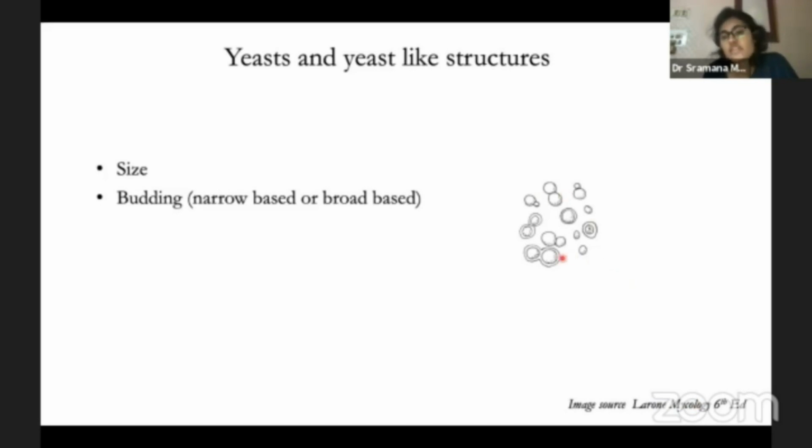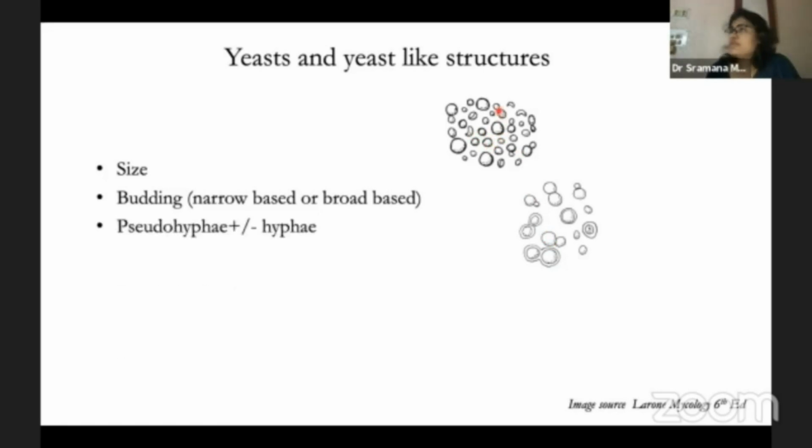In this picture, what we see is Blastomyces dermatitidis. This is a yeast form, but what you can appreciate is that it shows broad-based budding, and the yeast size is also quite big. Now, if you compare this with Cryptococcus neoformans, there is variability of the yeast size and there is narrow-based budding.